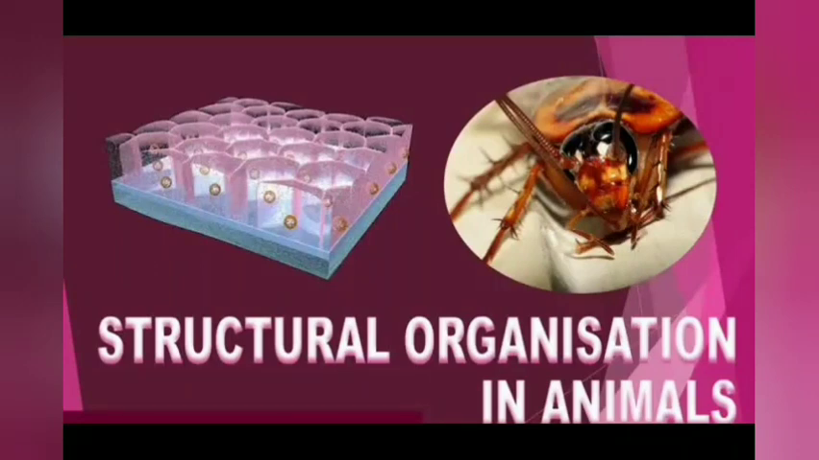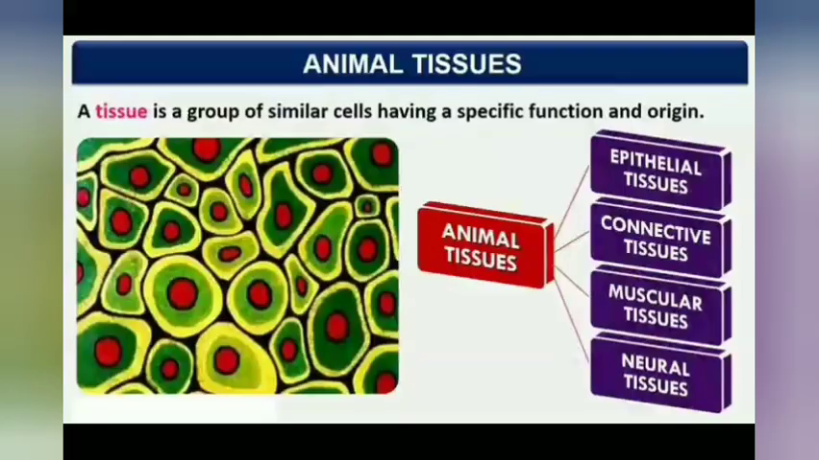Now let us recall what we have studied today under the chapter Structural Organization in Animals. Animal tissues: a tissue is a group of similar cells having a specific function and origin. Basically, animal tissues are of four types: epithelial tissue, connective tissues, muscular tissues and neural tissues.